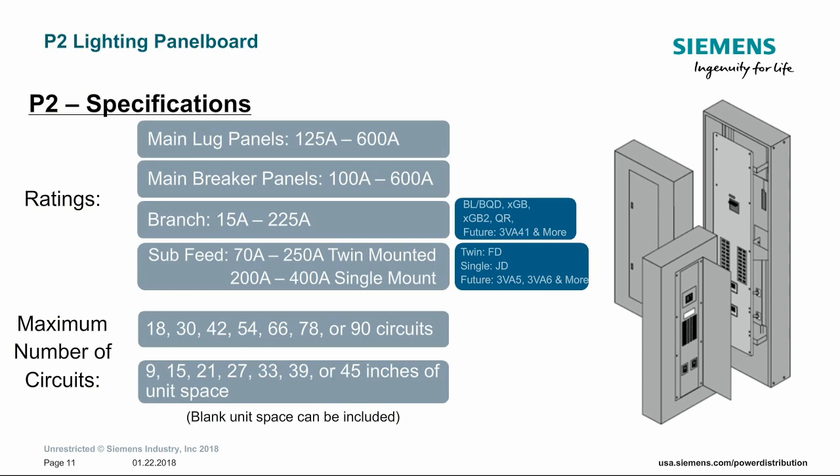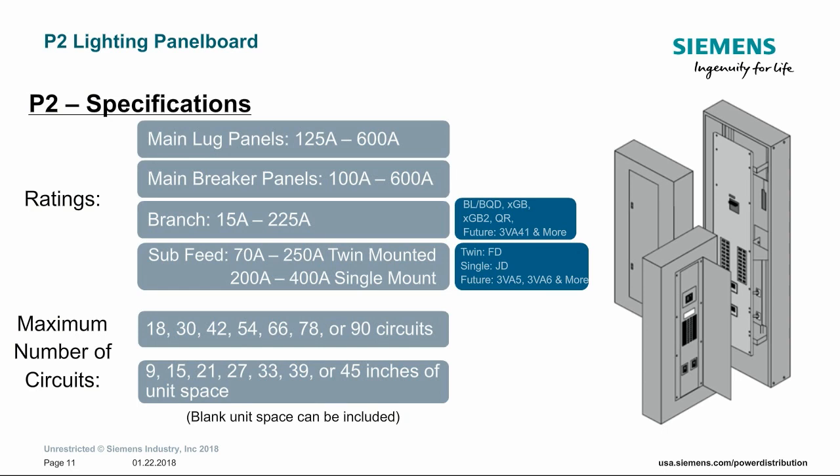Also for our sub-feed specifications, you can see for twin-mounted sub-feed breakers, we can range from 70 amps to 250 amps, as well as 200 amps to 400 amps for our single-mounted breakers. And you can see the formats for those listed off to the right. And one cool thing to note is our 3VA5 and 3VA6 and more formats are planning on coming in the future.